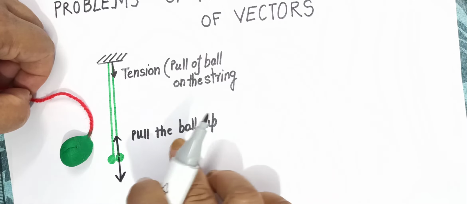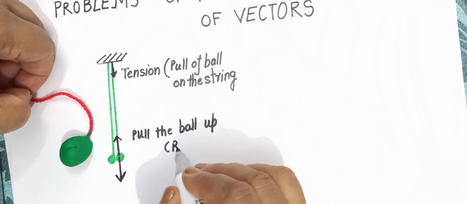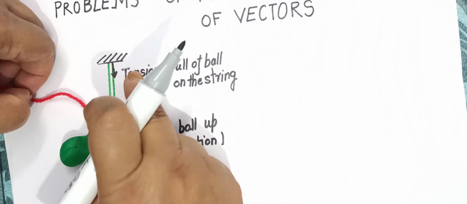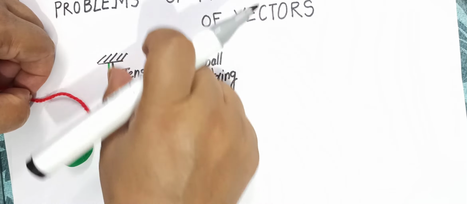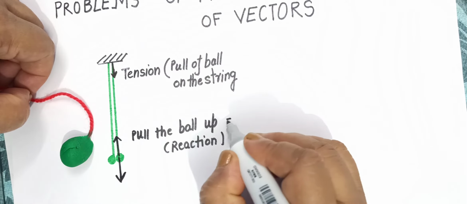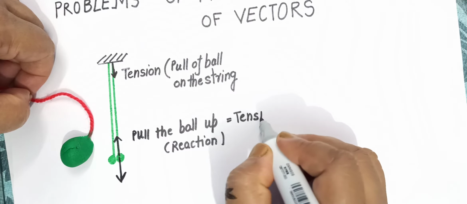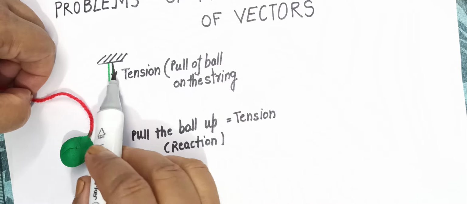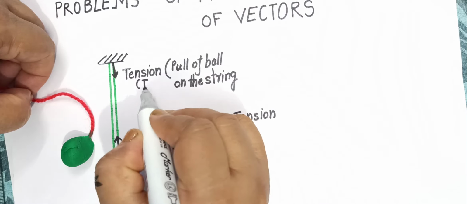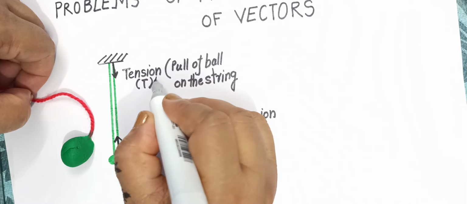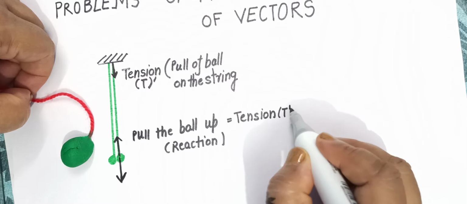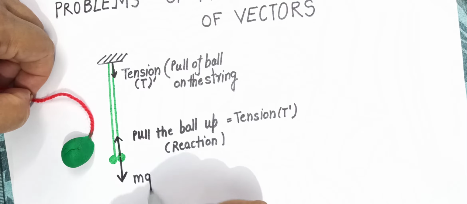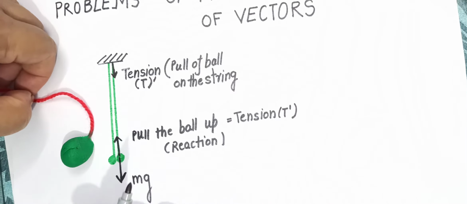This is the force by the string and this is the reaction. Since this reaction and action are both due to the tension of the string, this is also the force of tension, and action and reaction are equal, so we will use the same symbol T, or you can take T dash as the symbol of tension here. And this is the gravitational force acting on the ball in the downward direction.